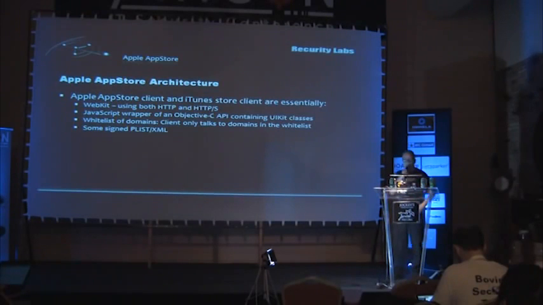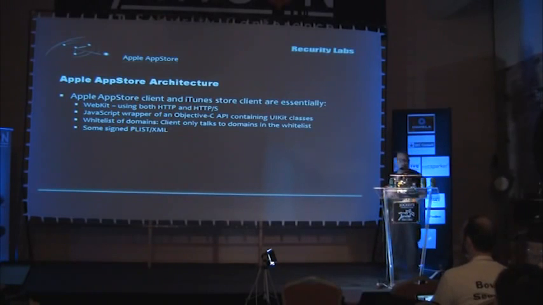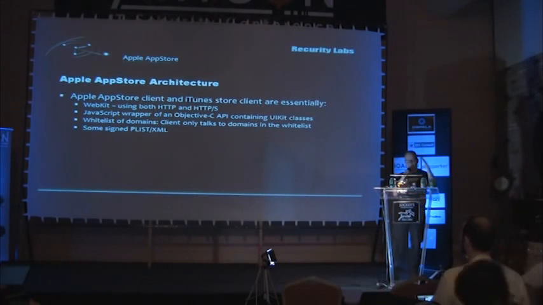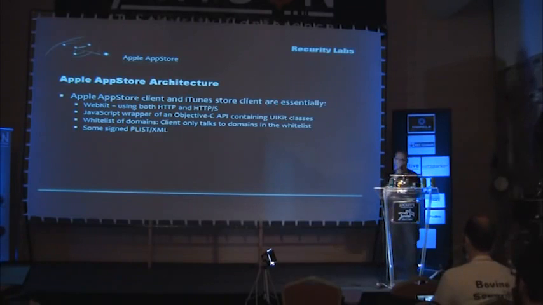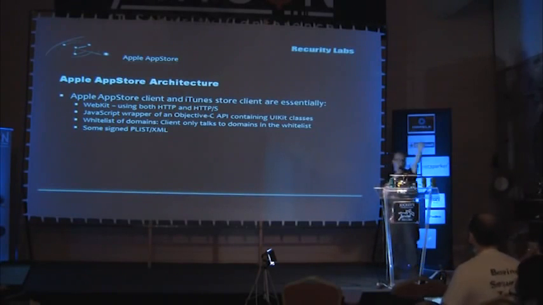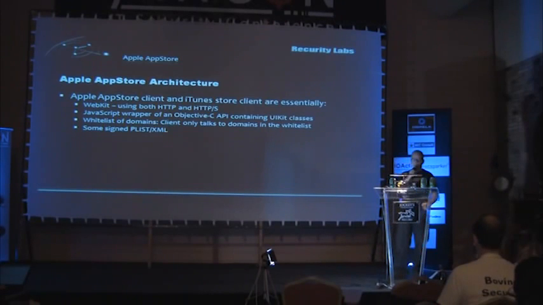So, the Apple App Store client and the iTunes Store client are WebKit. So it's a web browser, and it has a very thin JavaScript wrapper around an Objective-C API containing UIKit classes. It is whitelisted to a certain list of domains, so you can't really say my app store now is at google.com. But the whitelist is pretty permissive, and it has some signed plist XML.